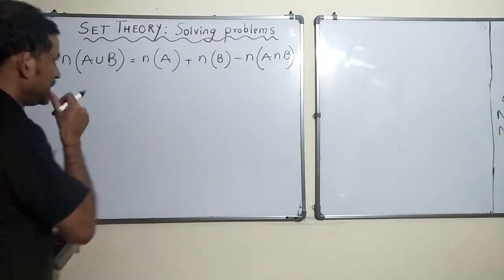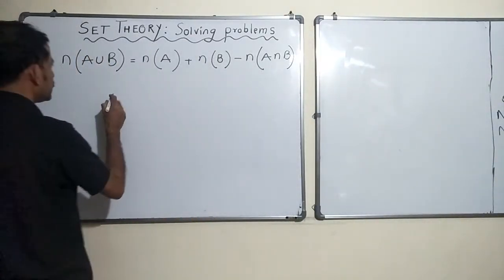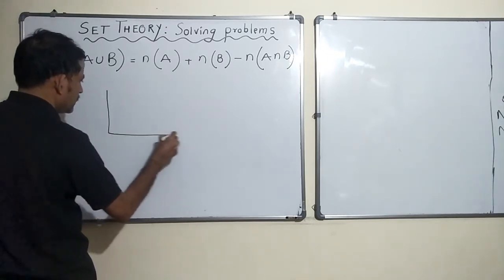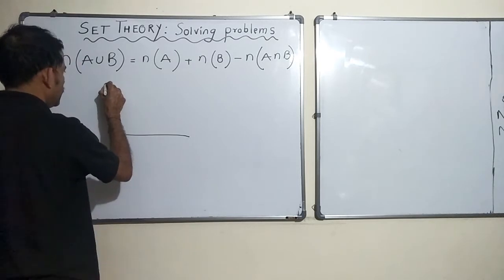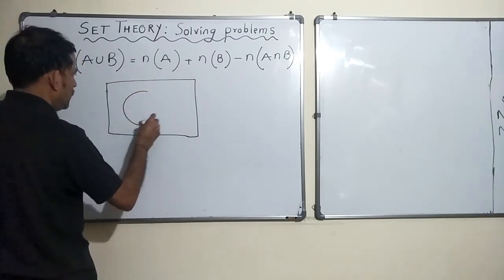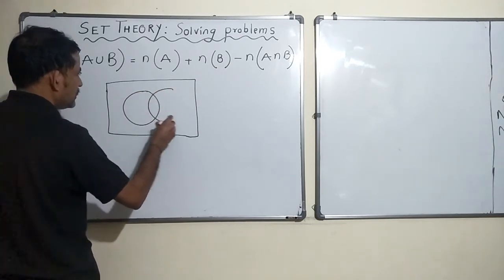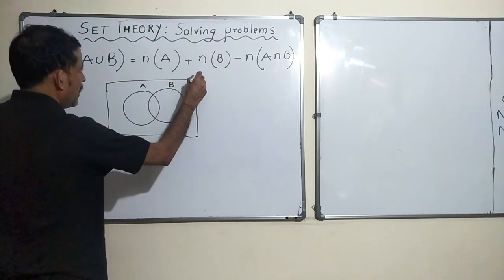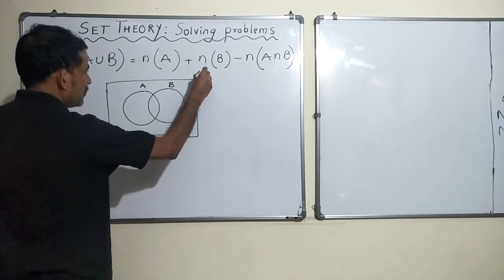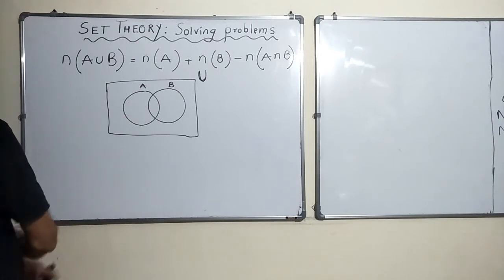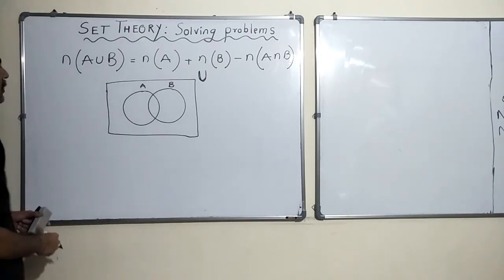All right, let's try to prove this using the Venn diagram, okay? So let's see, what is this? This is set A and this is set B, okay? A, B, and this is a universal set. This rectangle is the universal set.